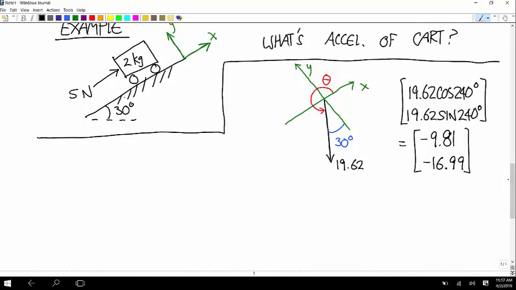What's the next step? Free body diagram. Yes, exactly. Okay, so free body diagram of the cart. So we have the weight force. I'm just going to write that for now, as we already figured out the components, but it's just down with a magnitude of 19.62.